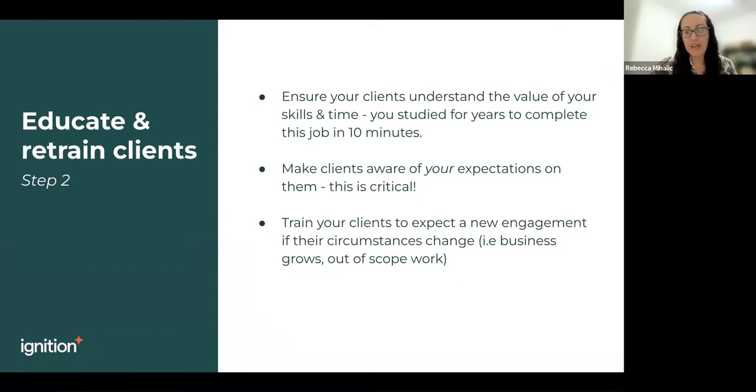So if you're providing annual accounts and tax returns, you're keeping them compliant, you're keeping them out of jail, you're making sure that everything in their business works. If you're doing cash flow forecasting, you're making sure that they stay liquid and solvent.